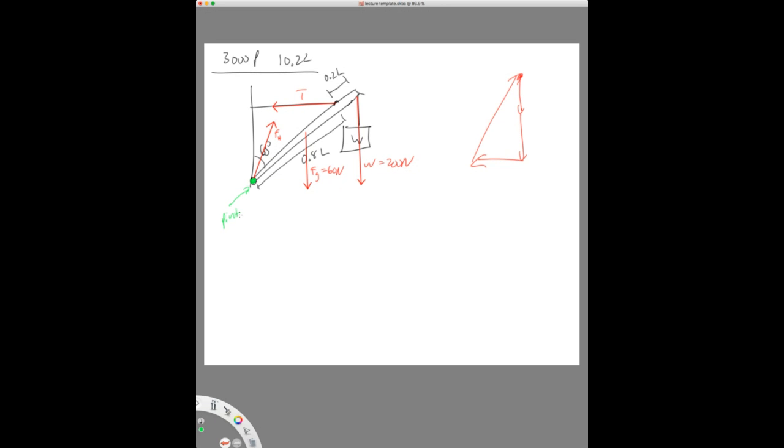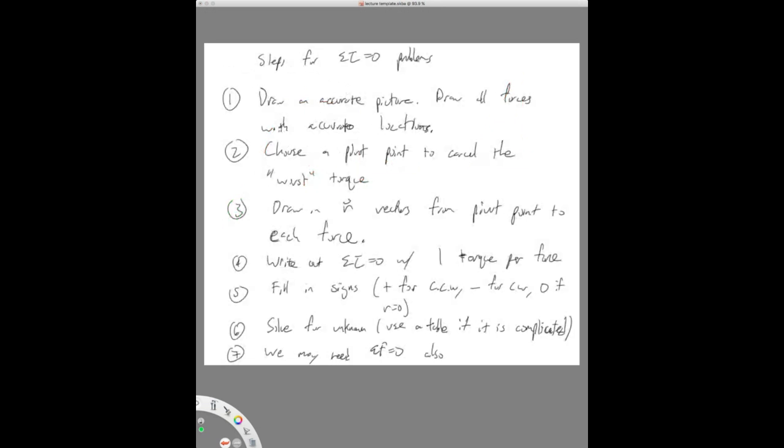And that also, from an intuitive standpoint, makes sense as a pivot point because it looks like if the rope breaks, that's where it's going to swing. It's going to swing around that point. So conceptually, it's easier too. So we choose the pivot point, okay? We've chosen it to cancel the worst torque. Now we're going to draw in our R vectors.